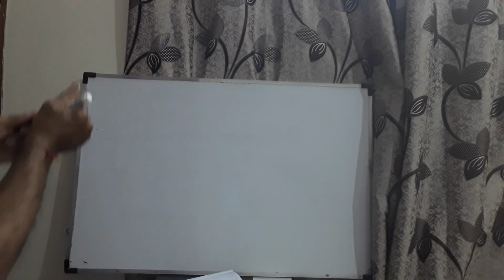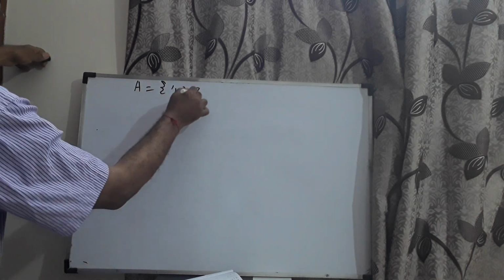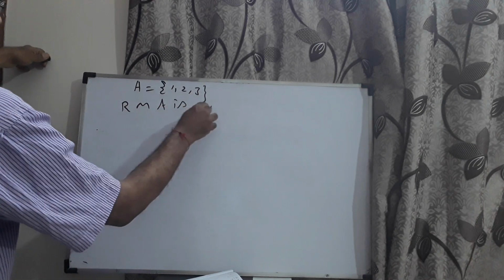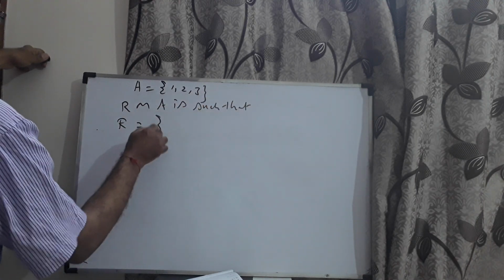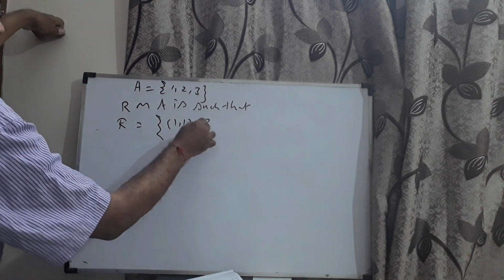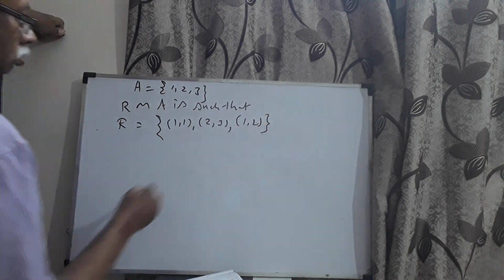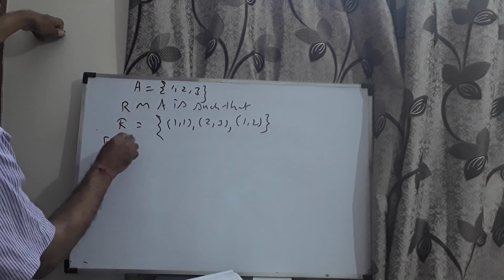Okay, now just see here. A has elements 1, 2, 3. R on A is such that R has elements, what are they? The elements given here are (1,1), (2,3) and (1,2). Okay, just listen carefully.